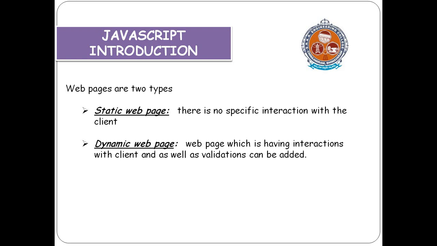A dynamic web page has interaction with the client, and validations can be added. Whatever pages interact with the client are called dynamic web pages. Consider Gmail login, Facebook login, Twitter login. These are all dynamic pages. Whenever you enter the credentials, if they match your original credentials, then the next home page will open. Otherwise, it raises error messages. So this is an interaction between the browser and the client. That type of page is called a dynamic web page.